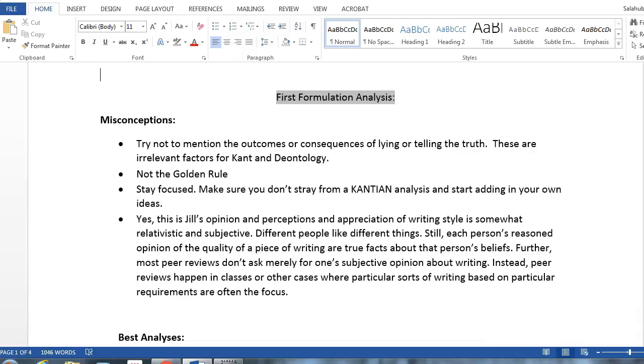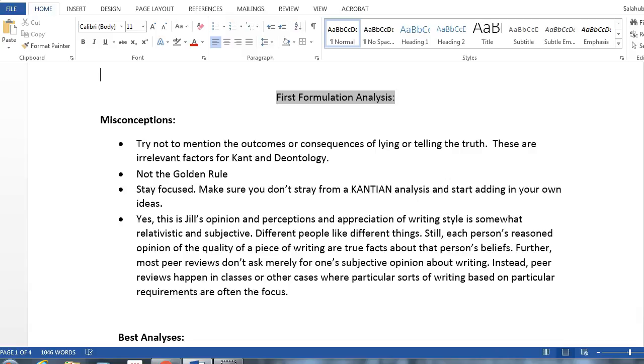So first of all, let me address some misconceptions that I saw. First of all, don't mention outcomes or consequences. So again, it's not that Kant wants bad things to happen, and it's not that he doesn't care about good things happening, but when Kant is analyzing a moral problem, he doesn't think that looking at the potential consequences, good or bad, is relevant to determining whether the thing is moral or immoral.